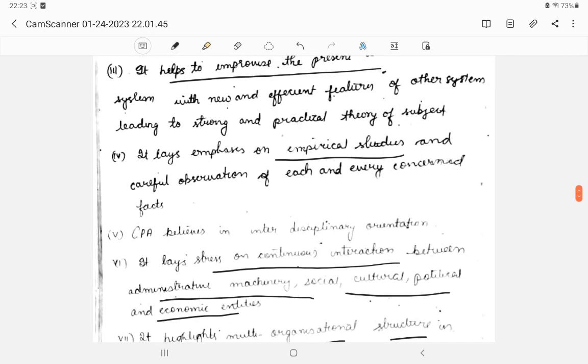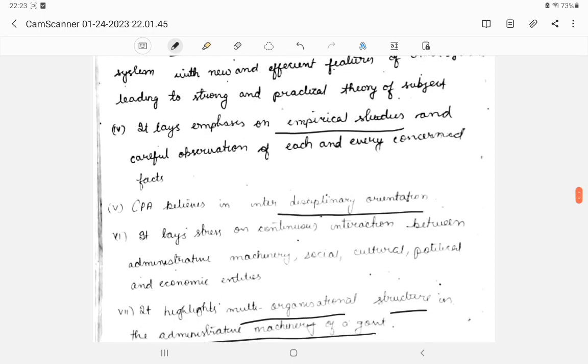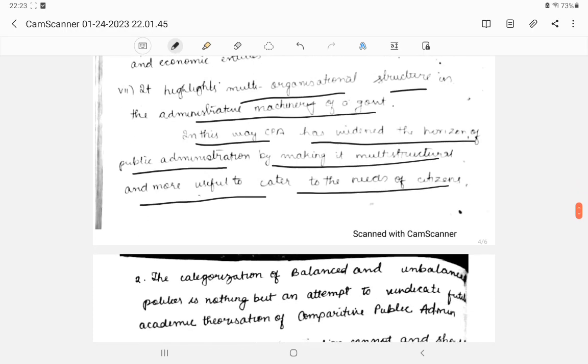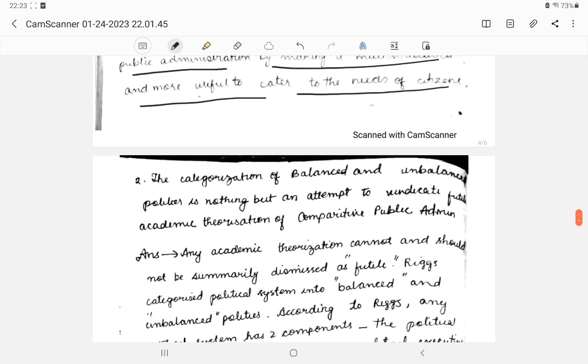These are the five points to remember for public administration features compared to public administration.